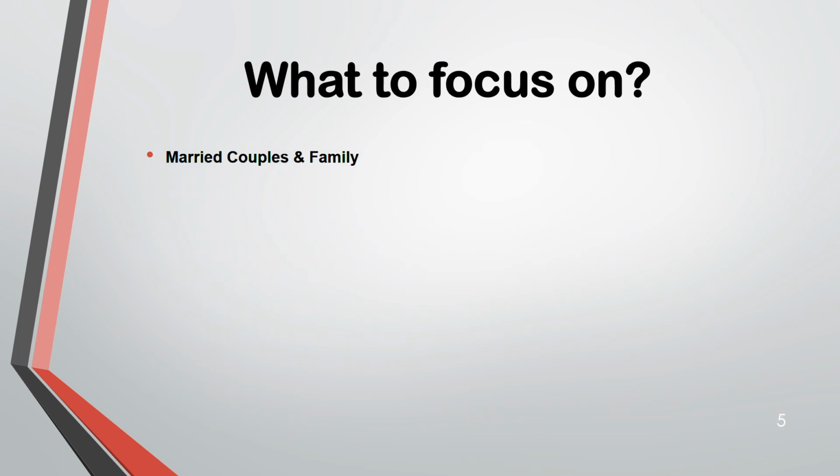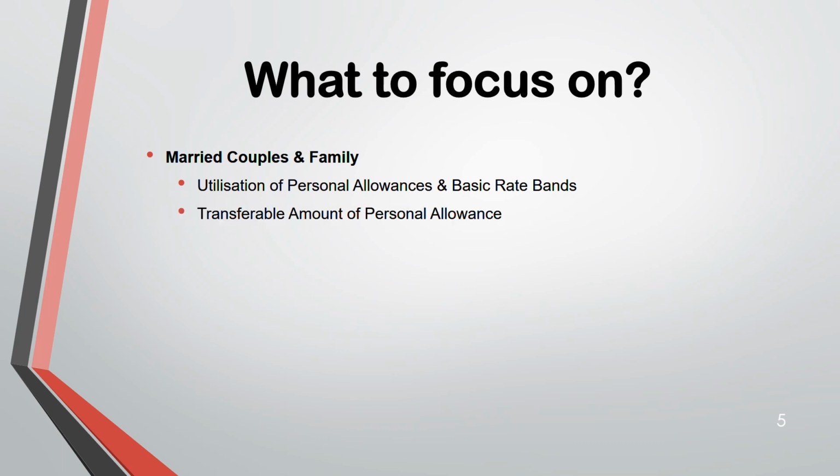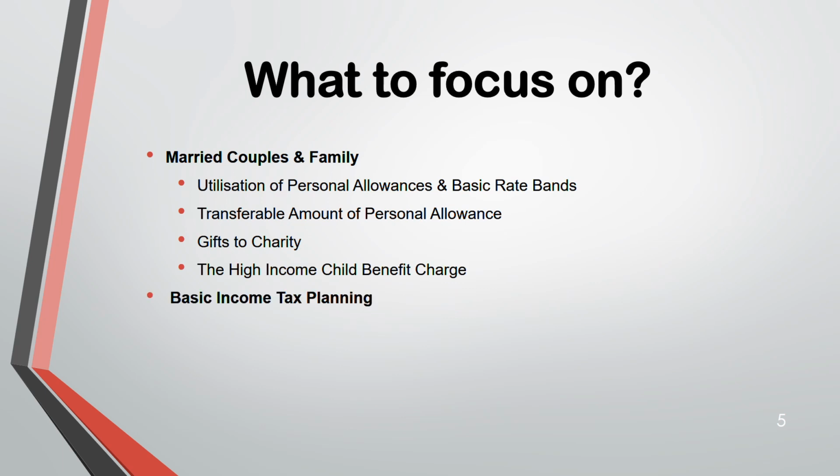Then for married couples, how we are going to utilize the personal allowance and basic rate band, and how we can transfer the personal allowance among the spouses, gifts to charities, the high income child benefit charge, then basic income tax planning, tax-free investments, and finally we are going to conclude with the overall lecture, and also which part of the syllabus we have covered, and what technical articles one needs to read.